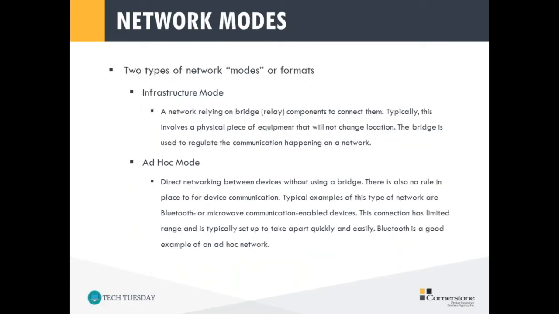Either way, there are two different types of network modes and formats. The first, which we'll be talking about mostly today, is infrastructure mode. An infrastructure mode is a network relying on a bridge or relay components that connect other devices together. Typically, this involves physical pieces of equipment that don't change location, but the bridge is used to regulate the communication happening within and on a network.